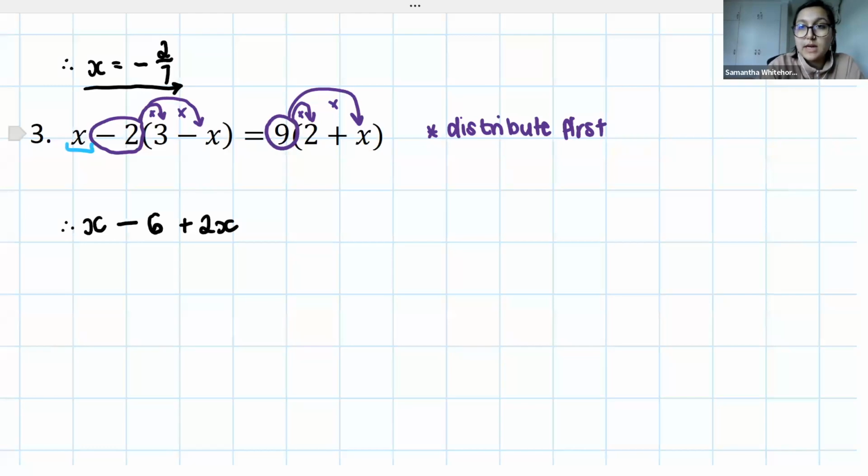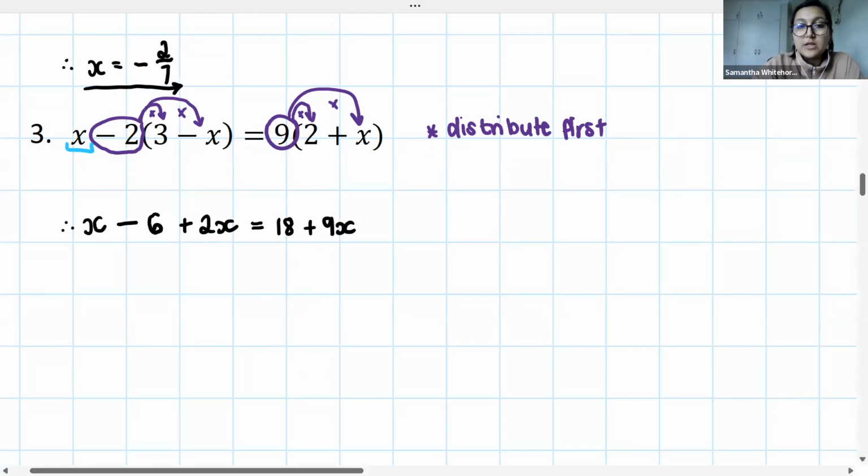So what I'm doing, again, I'm distributing, I'm getting rid of those brackets, and I'm eventually going to solve for my x. On the right-hand side, I'm distributing again. +9 times +2 is +18, and positive 9 times positive x is positive 9x. Now that I've distributed, hopefully we can see that we have no more brackets. And so we can now continue to solve this equation.